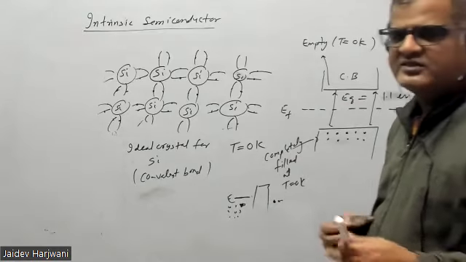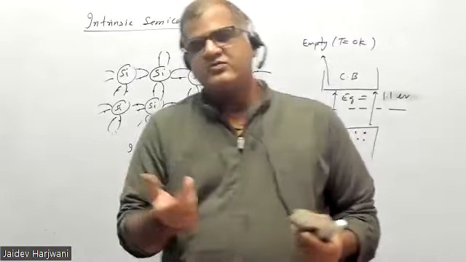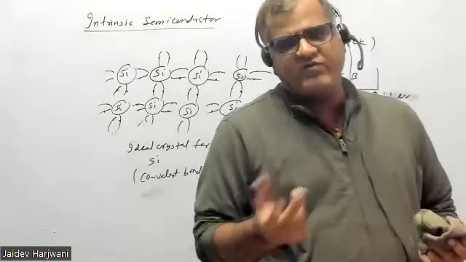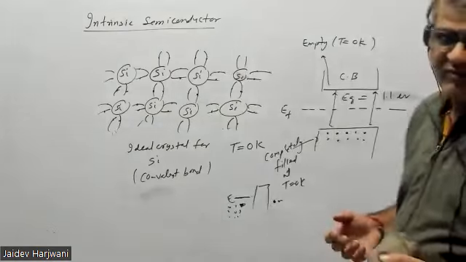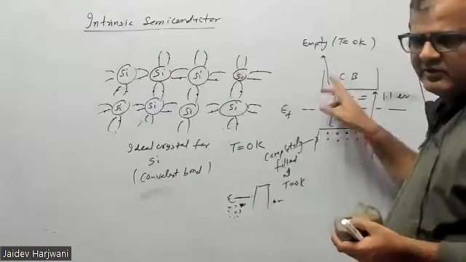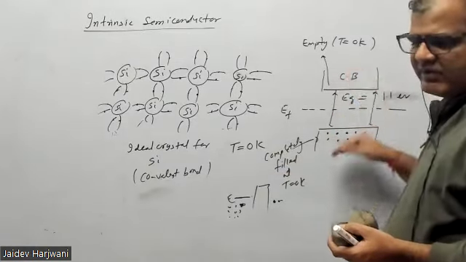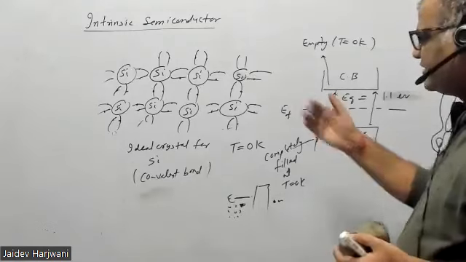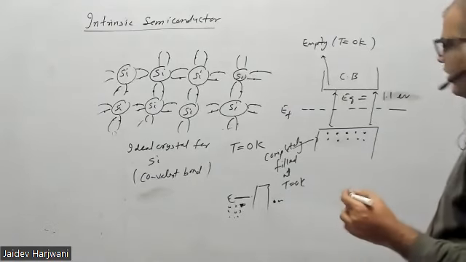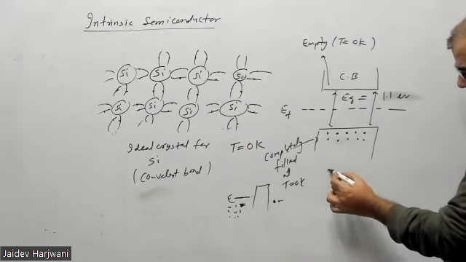Thermal energy is kT. If I talk about 300 Kelvin, the thermal energy is only 25 milli electron volt, and 25 milli electron volt cannot make this electron go to here, conceptually. But even though the energy is very low, there is some finite probability that when you increase the temperature, some of the bonds can break.